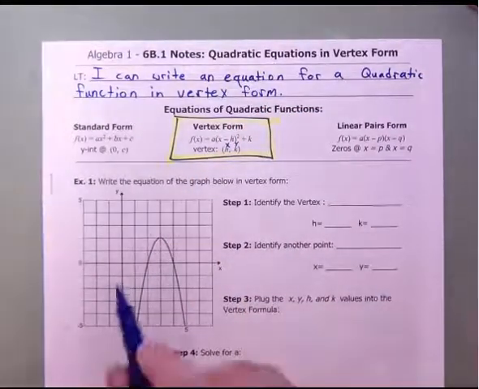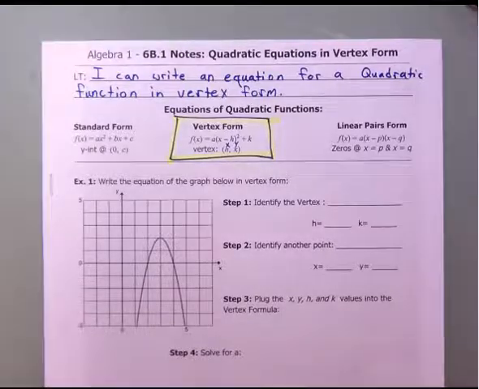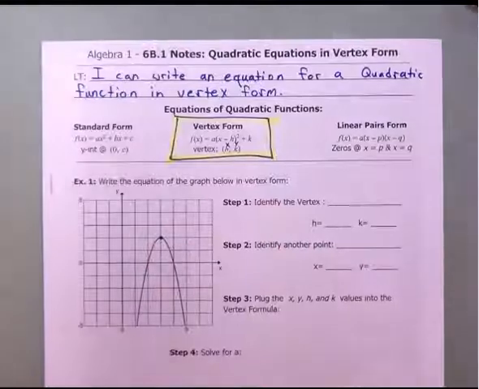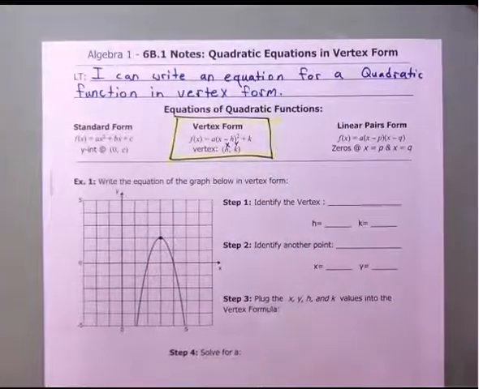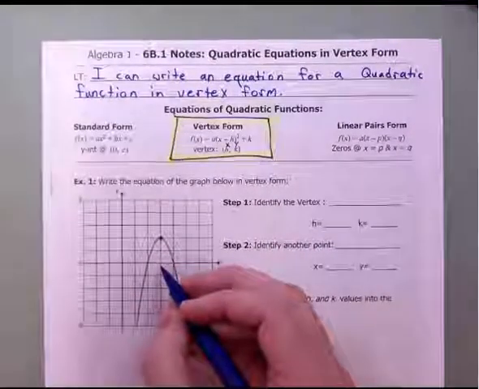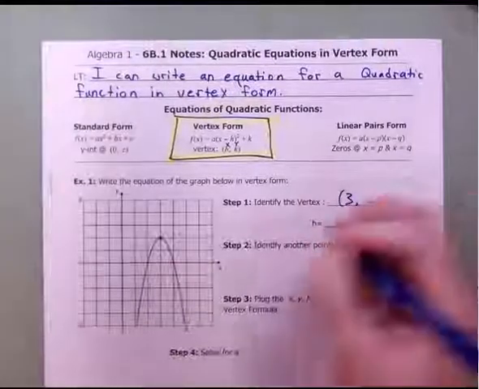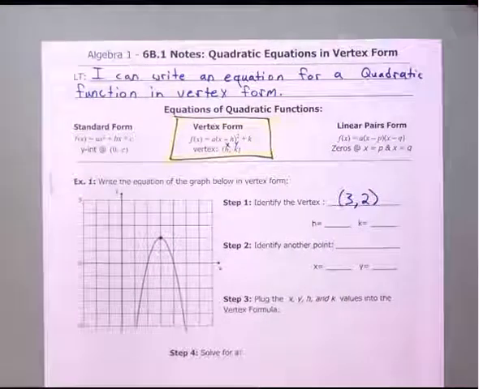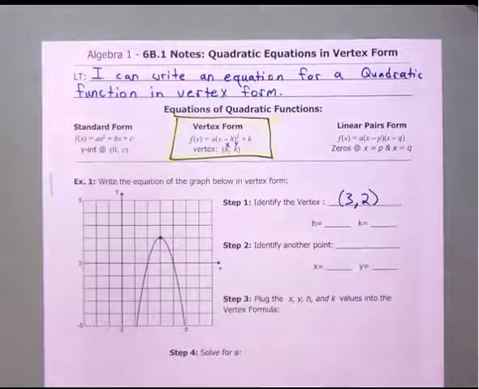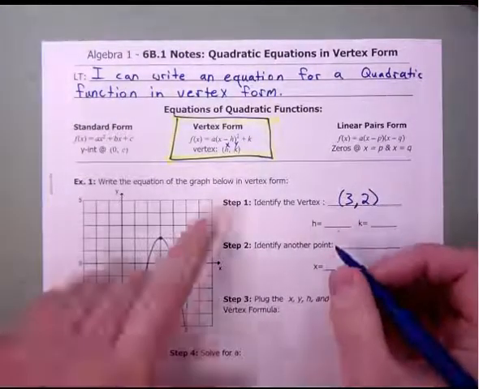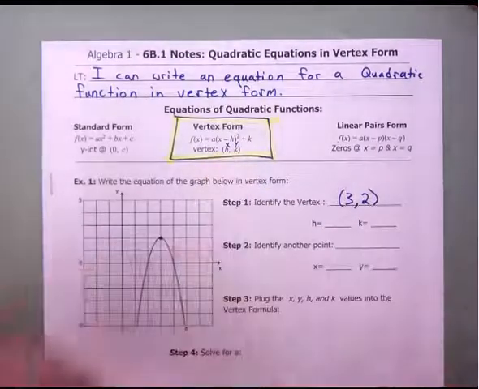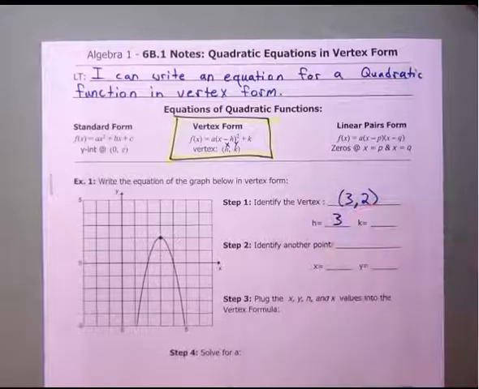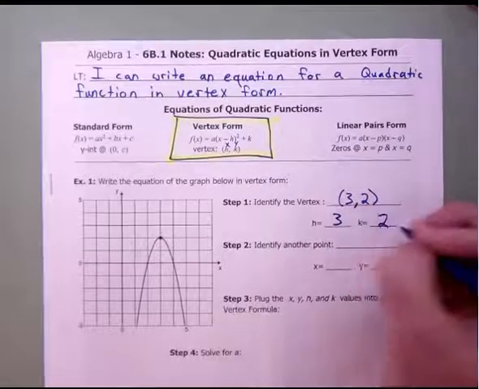Alright, first things first, if we look at this graph, where do we find the vertex? We know the vertex is either the highest or lowest point, so that is going to be our vertex. We're going to count over, and that gives us 3. We're going to count up, which gives us 2. So our vertex is at the point 3, 2. They want us to write the vertex as h and k, is what they define it as this time. So h would be 3, k would be 2.